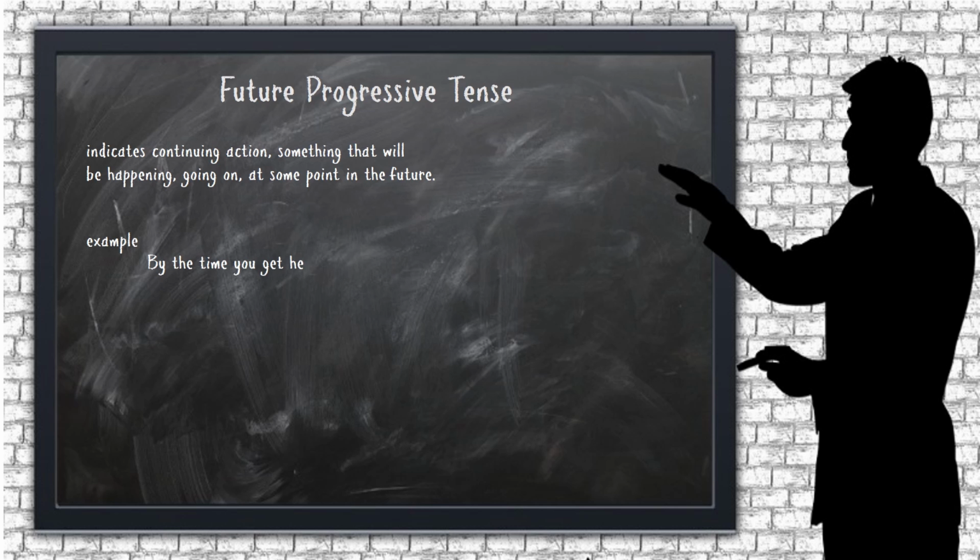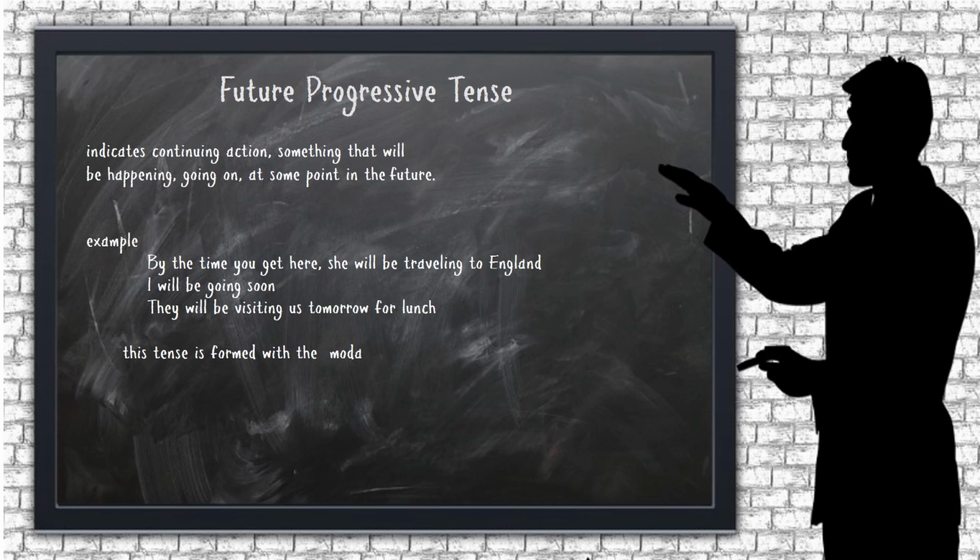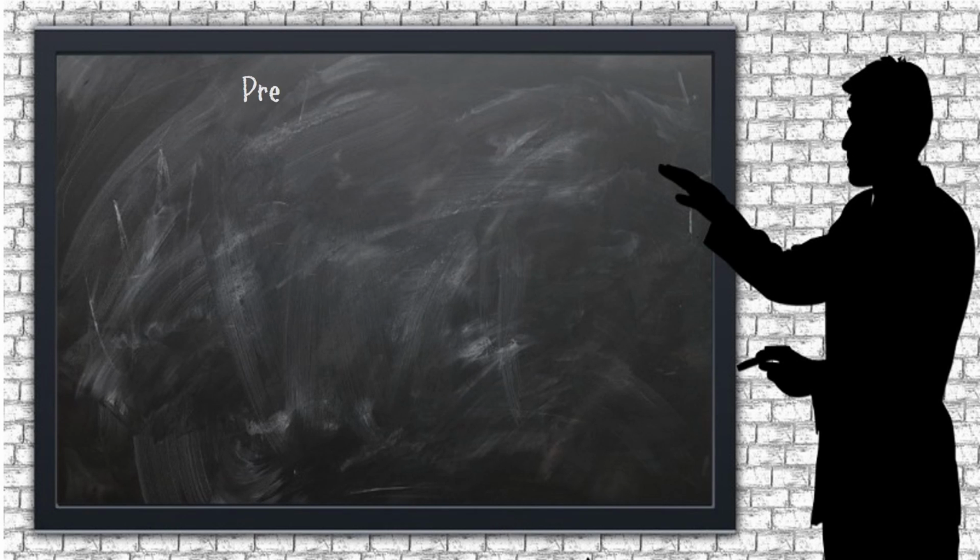They will be visiting us tomorrow for lunch. We will be flying over the Atlantic by the time he gets home. This tense is formed with the modal will or shall, be and the verb of the sentence adds -ing, like going, working, starting.